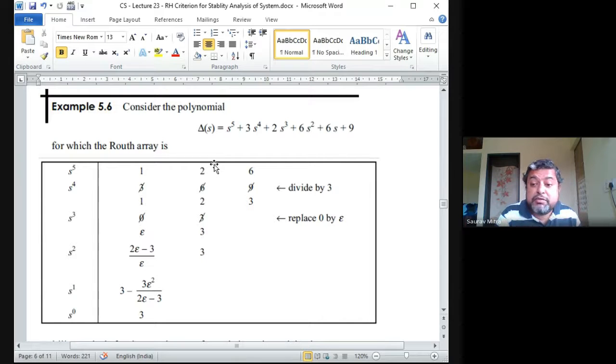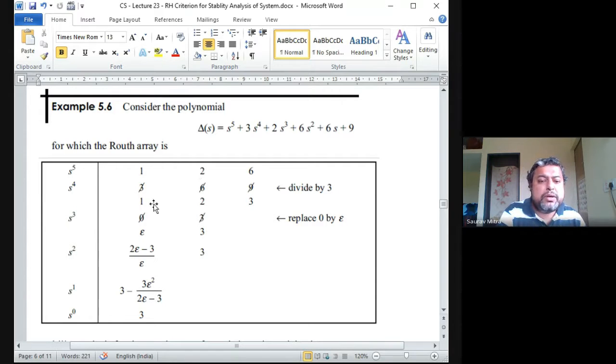So in that case I will not give you the numerical. In that case you have to remember this special case, and you have to explain this numerical with a special case. So if this is given, you have to remember this equation: s to 5 plus 3 s to 4 plus 2s cube plus 6s square plus 6s plus 9. Only the coefficients you have to remember, otherwise you can find the rest. So what is the first s to 5 row? It is 1, 2 and 6. What is the second row? 3, 6 and 9. So 3, 6 and 9 can be again written as 1, 2 and 3. So first row is 1, 2, 6, and the second row, s to 4 row, is 1, 2, 3.